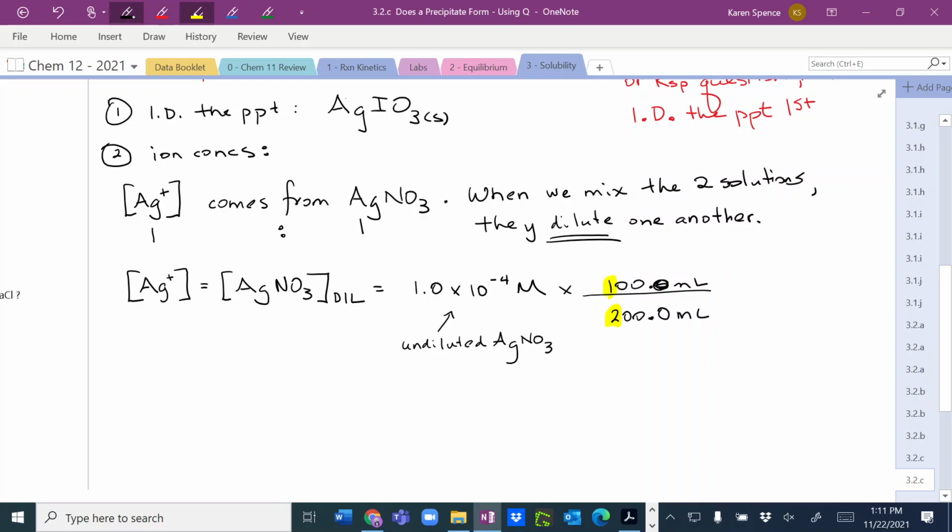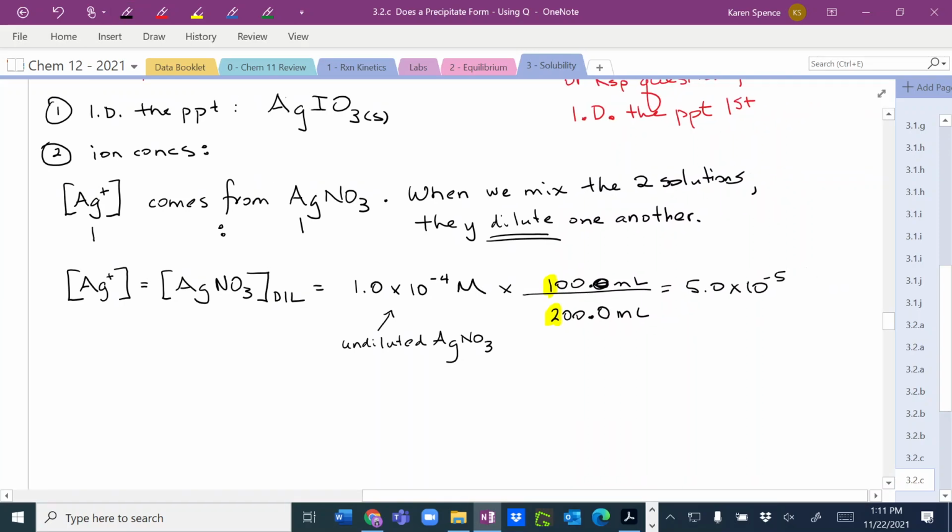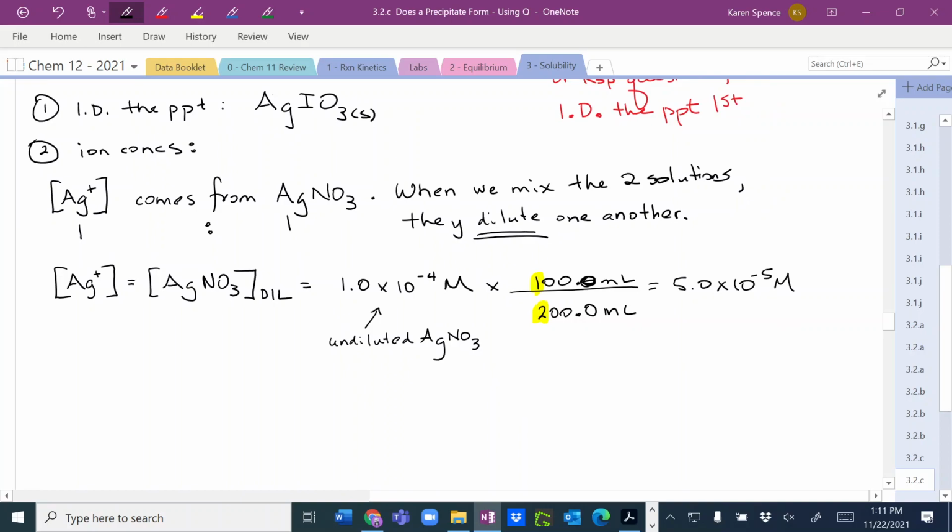But we do that and we get, I think it's 5 times 10 to the minus 5, but let's just check because I don't trust myself. Yep, 5 times 10 to the minus 5 molar Ag plus. And I'm going to put a red box around that so that I can find it easily later. We have found our silver.